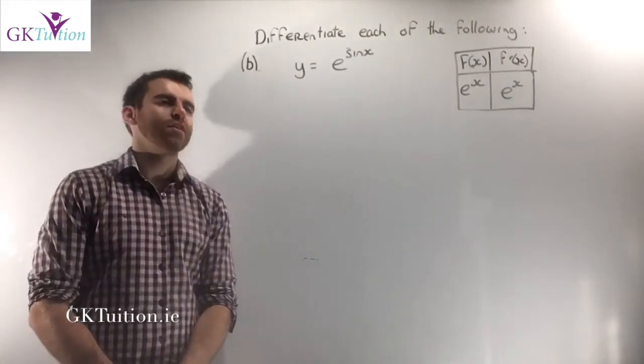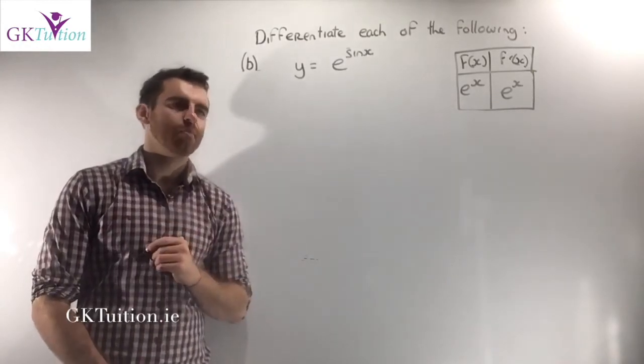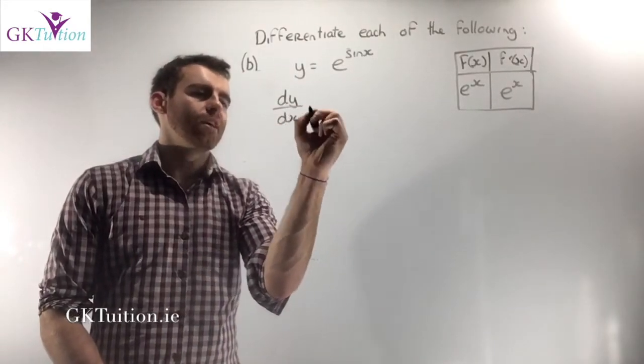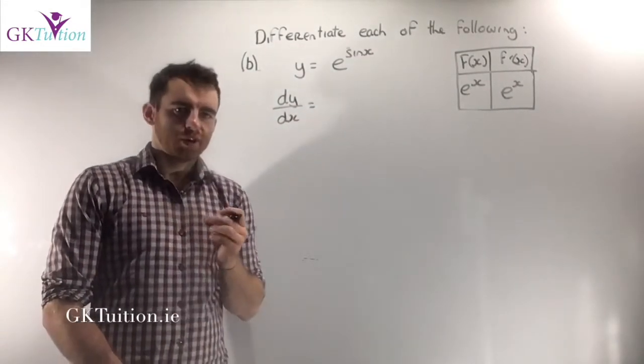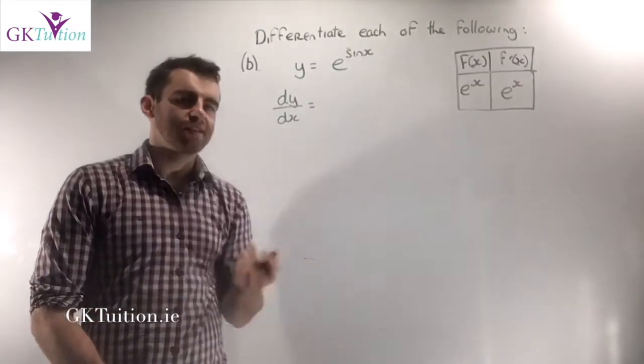Okay, the second one I asked you to do was to get the derivative of y equals e to the power sine x. The derivative of y is just dy/dx. And I have e to the power of something. According to page 25, the derivative of e to the power of something, it just stays the exact same.